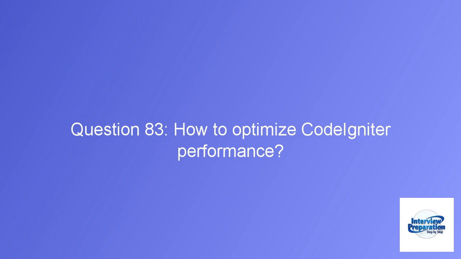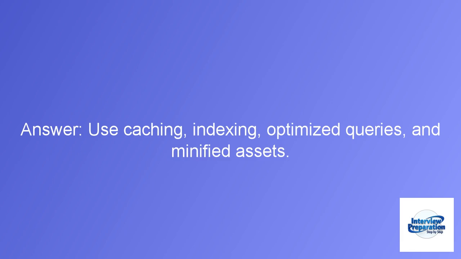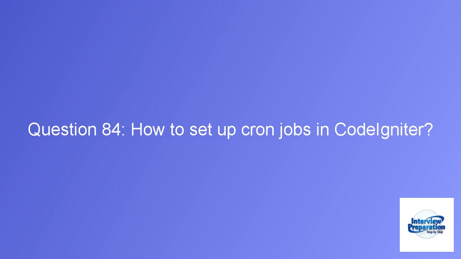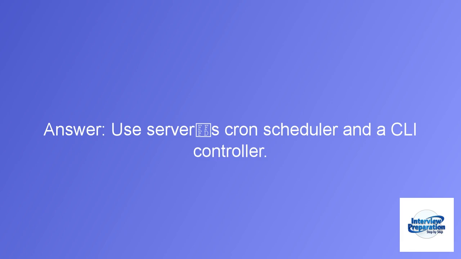Question 83. How to optimize CodeIgniter performance? Answer. Use caching, indexing, optimized queries, and minified assets. Question 84. How to set up cron jobs in CodeIgniter? Answer. Use the server's cron scheduler and a CLI controller.